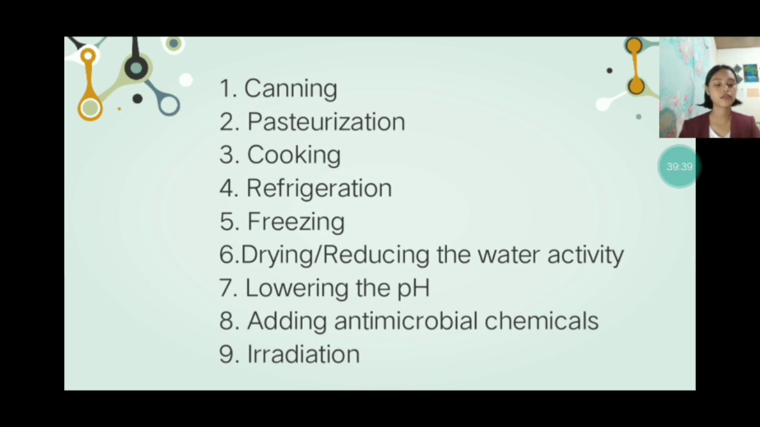Eighth is adding antimicrobial chemicals. Organic acids such as propionic acid, benzoic acid, and sorbic acid are naturally occurring antimicrobial chemicals that are added to a variety of foods to inhibit fungal growth. Nitrates are added to cured meat to inhibit growth of Clostridium botulinum and other organisms. Wine, fruit juices, and other products are preserved with the addition of sulfur dioxide.